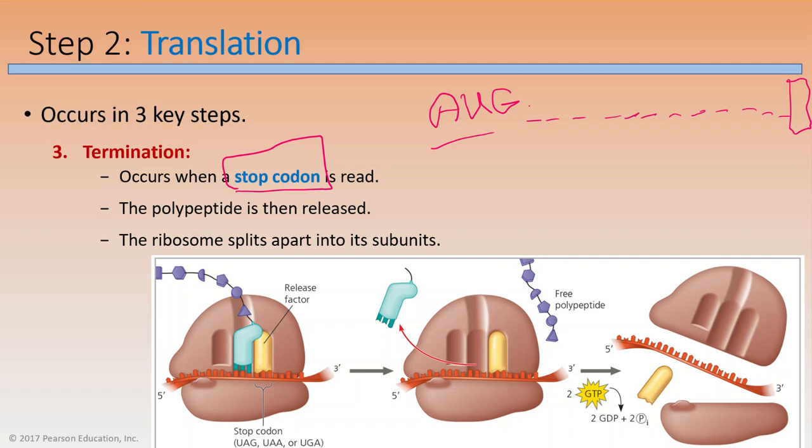Once you reach the stop codon, it doesn't matter if the mRNA molecule is still very long. Once it reaches that codon, it's going to stop reading. The ribosome will split apart and the mRNA molecule will just detach and float away. And then what you're left with is a polypeptide that was made. This polypeptide sequence will then go through some transformations to become a finalized protein.